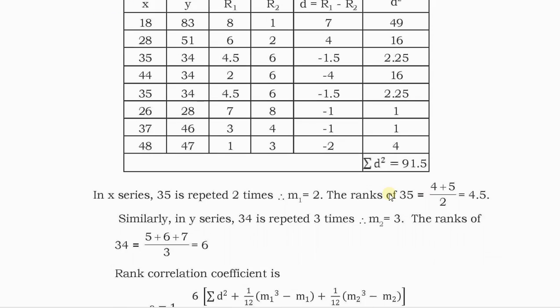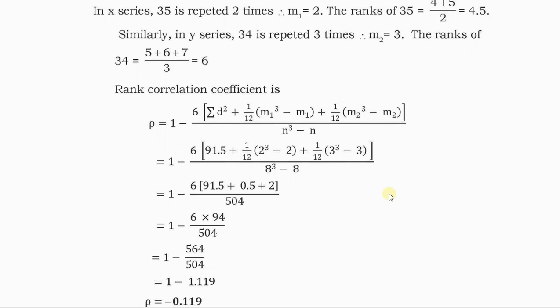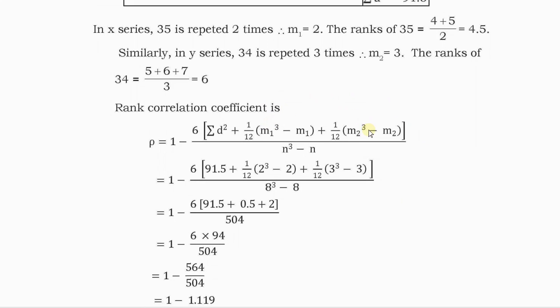Okay. So this is the formula here. Now here there are only two items repeated, hence we go for m1 and m2. So the formula here is rho is equal to 1 minus 6 into summation of d square plus, this is added here, 1 by 12 into m1 cube minus m1 plus 1 by 12 into m2 cube minus m2, divided by n cube minus n. So 91.5 plus 1 by 12 into 2 cube, 8 minus 2, plus 1 by 12 into 3 cube minus 3, divided by 8 cube minus 8.